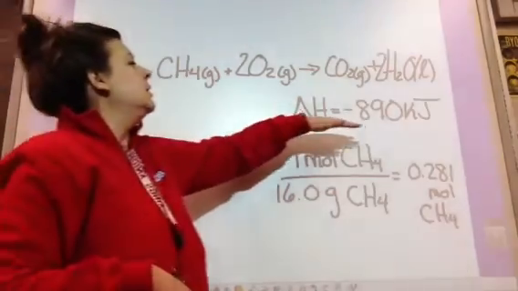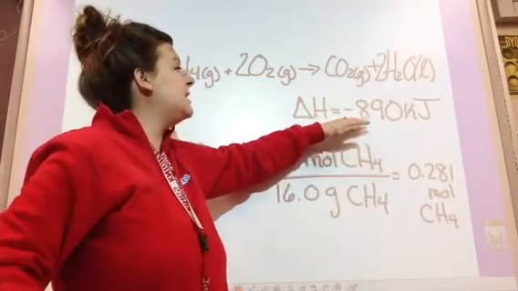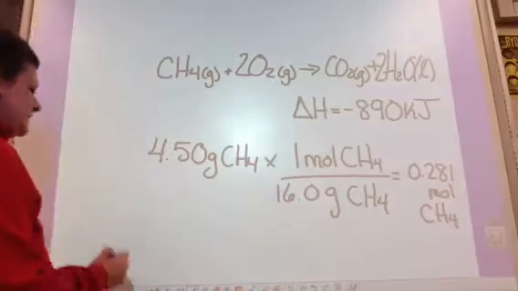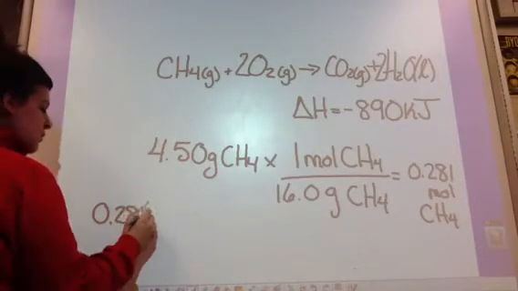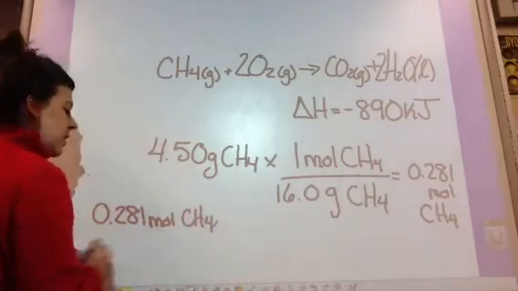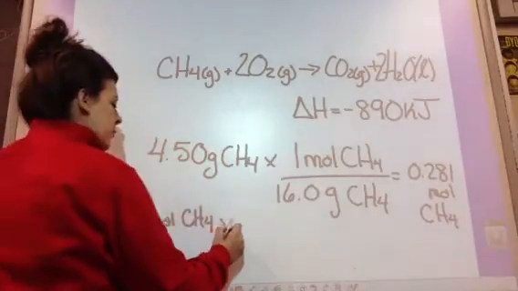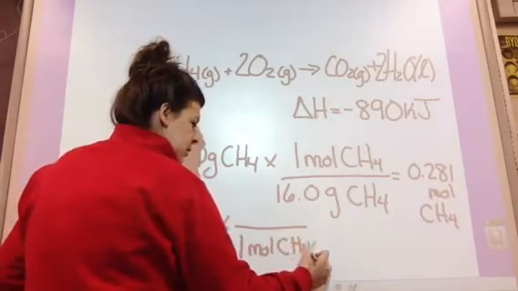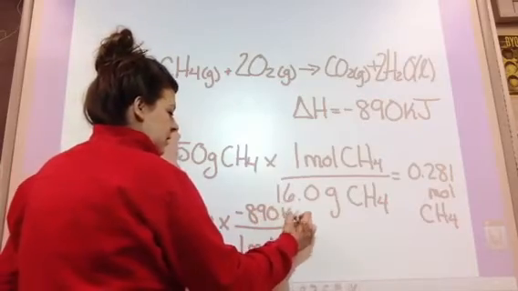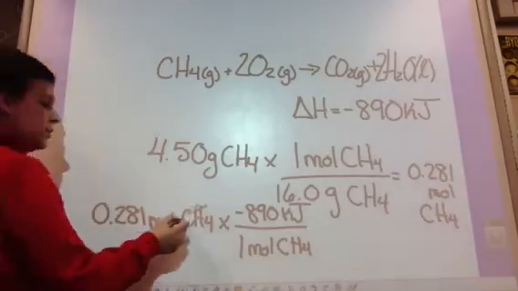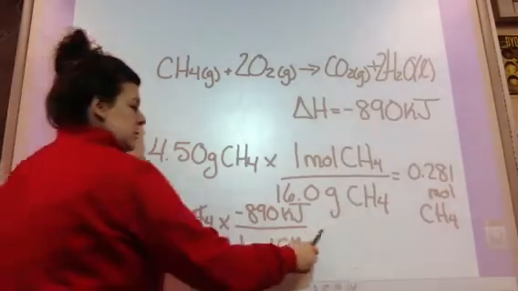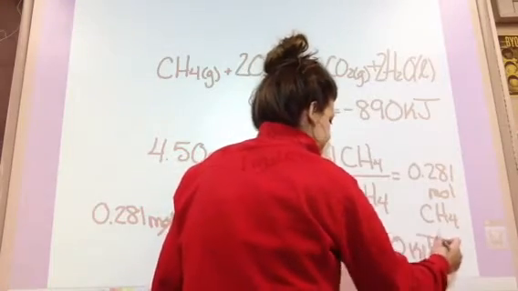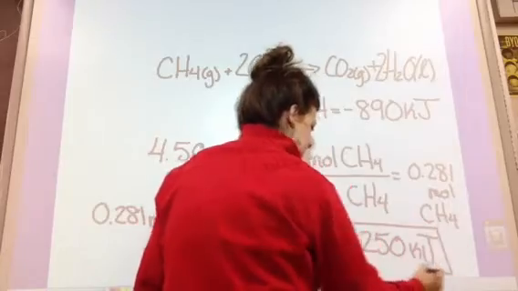Okay, so right now I know 1 mole of CH4 can have a heat change of or produce a heat of negative 890 kilojoules. But I want to know, what's my change in enthalpy going to be if I have 0.281 moles of CH4? So if I have 0.281 moles of CH4, and I want to find kilojoules, I know that in 1 mole of CH4, we can produce a negative 890 kilojoules of heat. So now my moles of CH4 will cancel. So if I did 0.281 times a negative 890, we would get a negative 250 kilojoules. There we go.